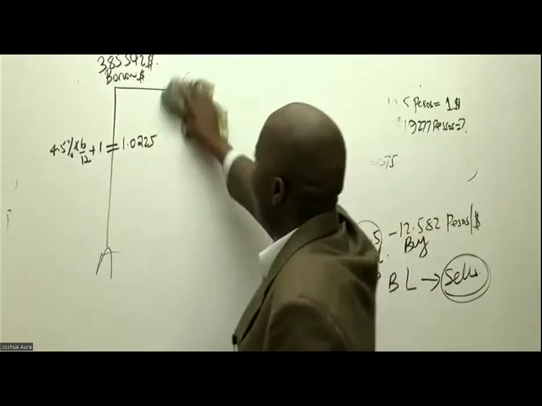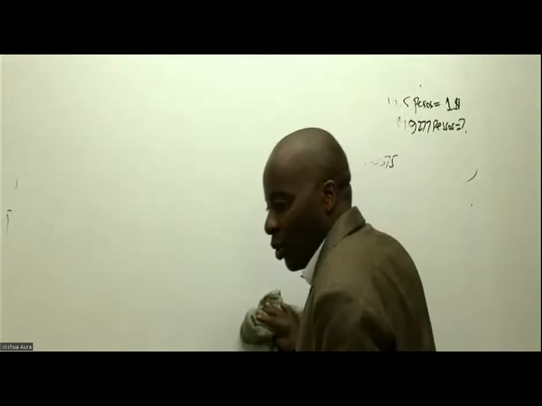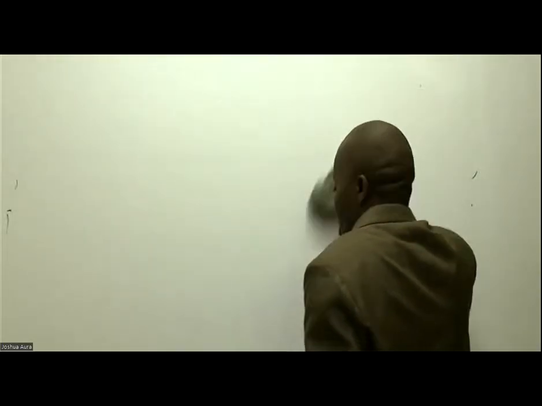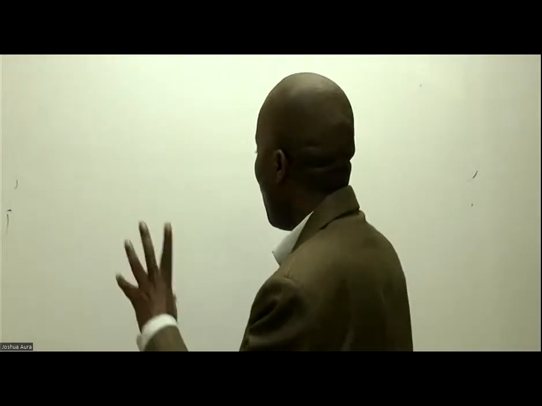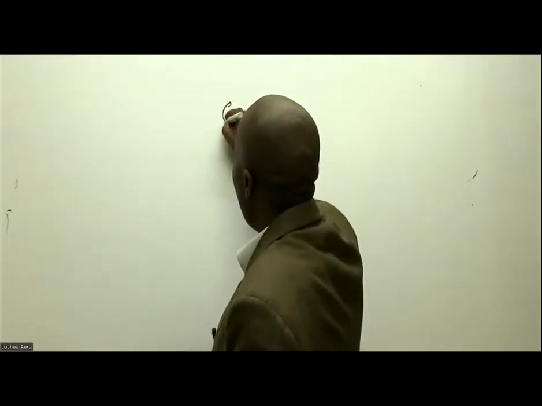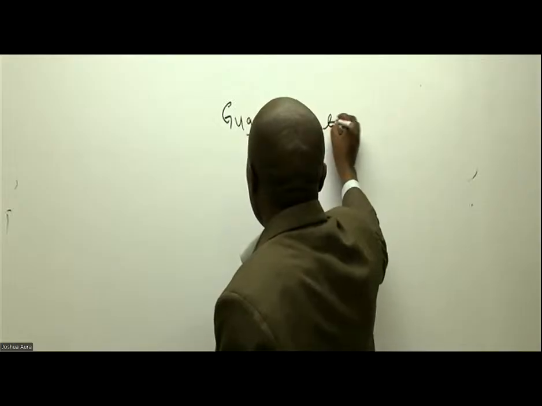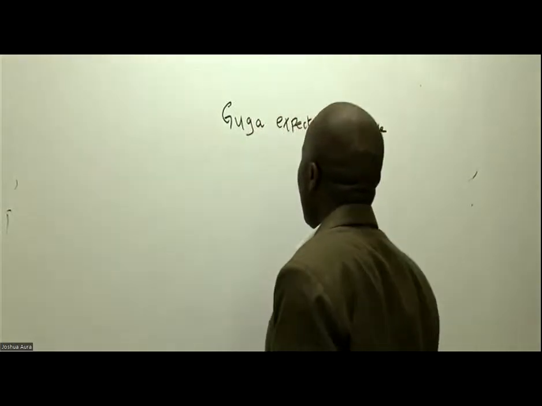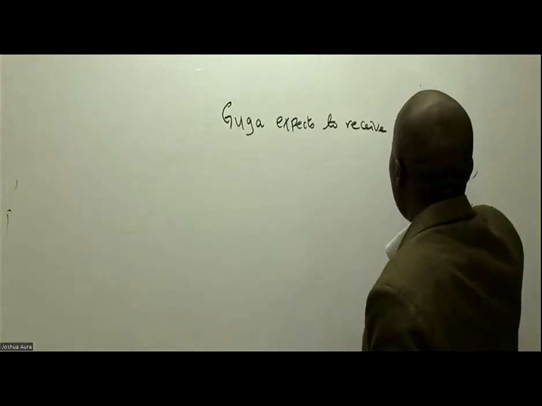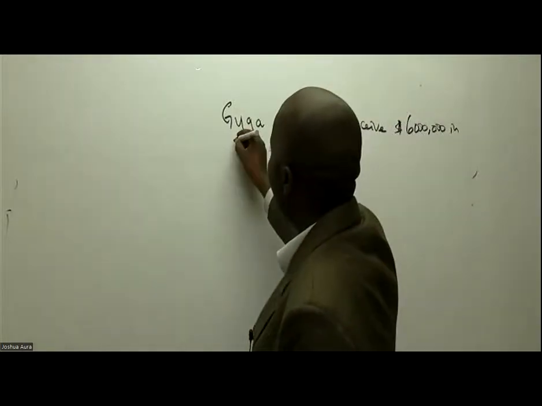Now, if this examiner wants to confuse you, if I were an examiner this time around and I wanted to confuse you seriously, this is what I'll give you. I'll tell you that Mr. Guga is a serious investor who has done some business in the US. Guga, who is one of us here, expects to receive $6 million in 3 months' time.